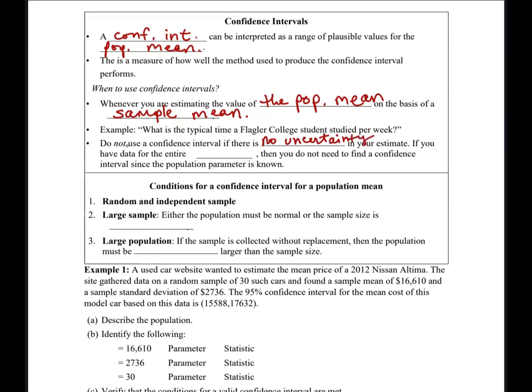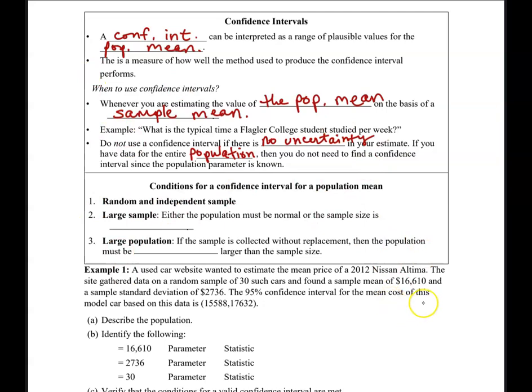Uncertainty in your measurement. So in other words, if you have data for the entire population, there's no need to do a confidence interval, right? The point of a confidence interval is to estimate information about the population. So if we have the entire information about the population, then we don't need to do the confidence interval.